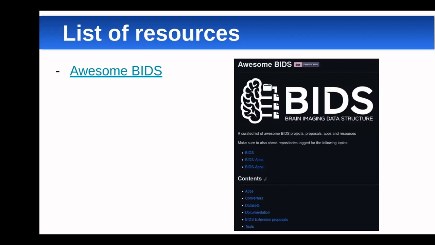Then if you're looking for any resources about BIDS, what we're trying to do at the moment is to centralize everything into a single place. So we have this Awesome BIDS, which is just a list of everything about BIDS, whether it's documentation, lists of converters, or tools about BIDS. We're trying to centralize everything in one single place. So that is usually where I would send people when they are looking for any of those.